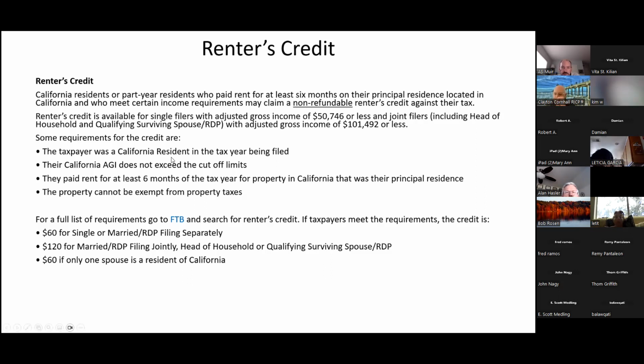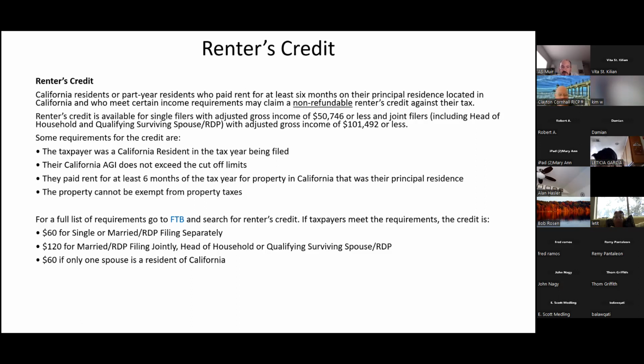So you have to be a California resident. You have to be under that AGI, which is listed here. For single filers, it's approximately $51,000. And then you've got to rent for 6 months, and of course, that's going to be your primary residence. There are certain properties that are exempt from property taxes, so you'll just ask the question. And then you can see here the $60 amount for single individuals. For a married couple, qualifying surviving spouse, or head of household, it's $120.